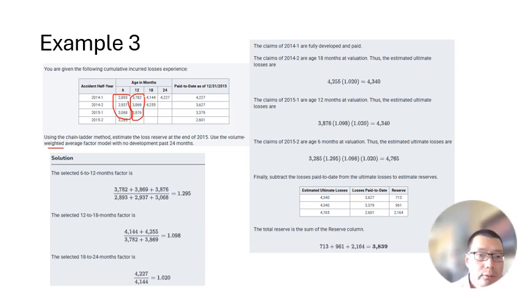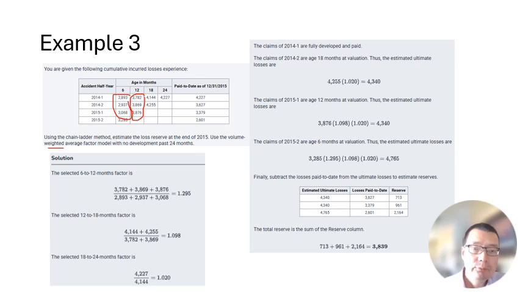The claims on 2014-1 are fully developed and paid. The claims on 2014-2 are 18 months at valuation. Thus, the ultimate loss is 4255 times 1.02. Here you need to understand that it's estimated every half year. That's why it's 2014-1, 2014-2.